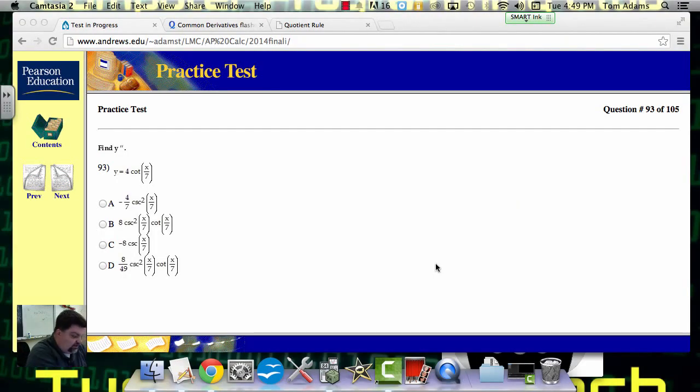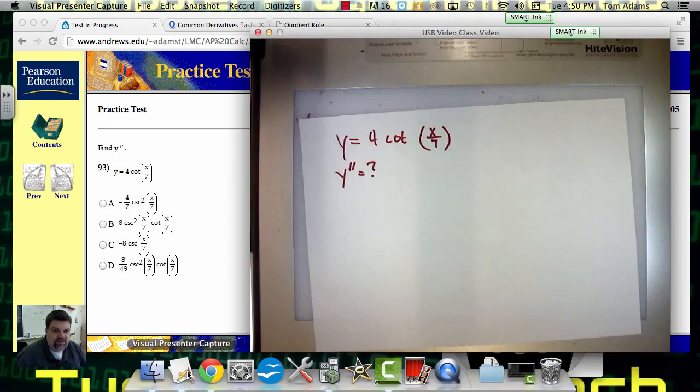Okay, so for 93, we're given the equation 4 times cotangent of x over 7. Now this one is not that hard. We're asked to find y double prime. In order to do that, it's basically a double derivative, and so let me write this down. That's what we're asked to find.